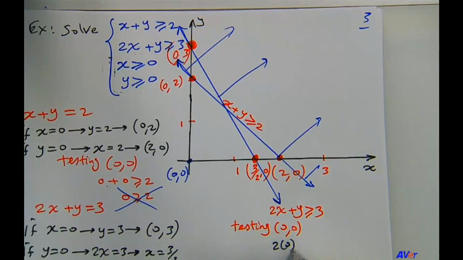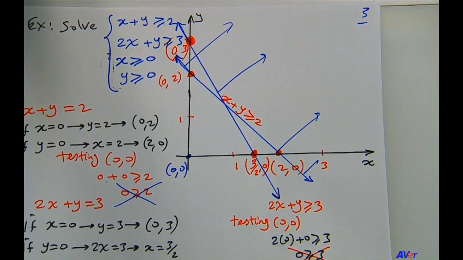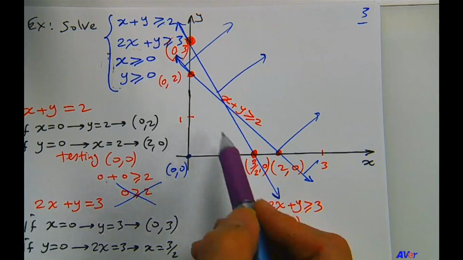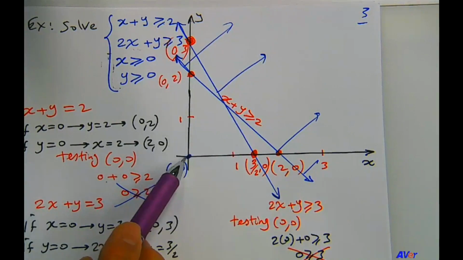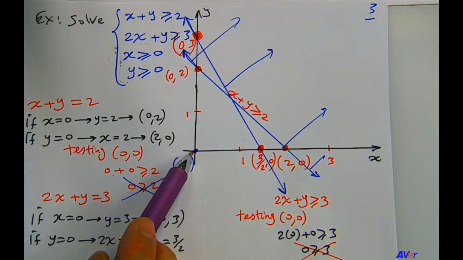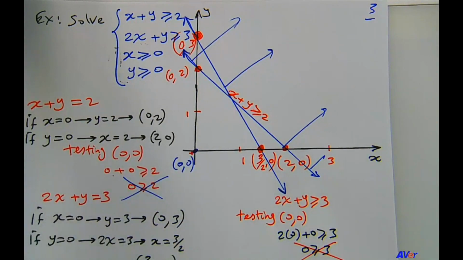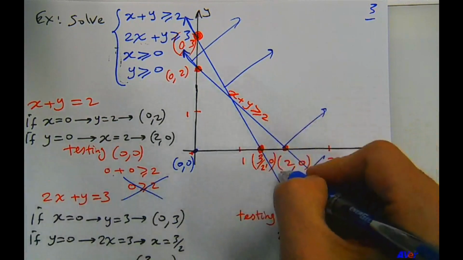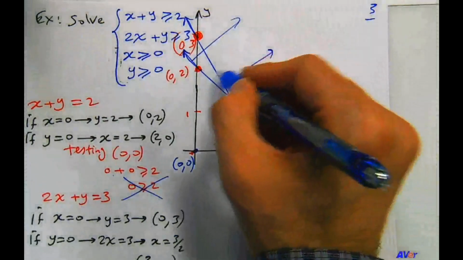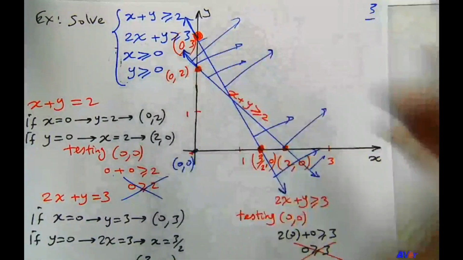We get 2 times 0 plus 0 greater than or equal to 3, 0 greater than or equal to 3. Once again, the test point does not check out. So this side of the line, which is the same side where we picked our test point, is not the solution. The opposite side is the solution. That means this side of the line is the solution.